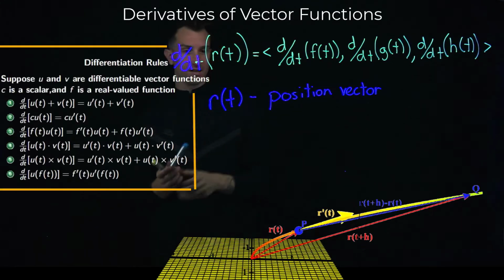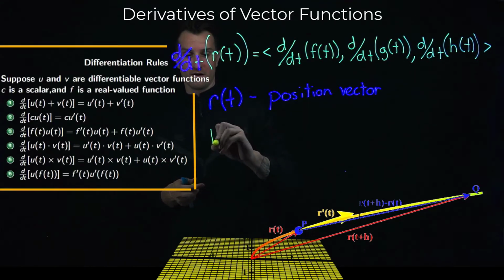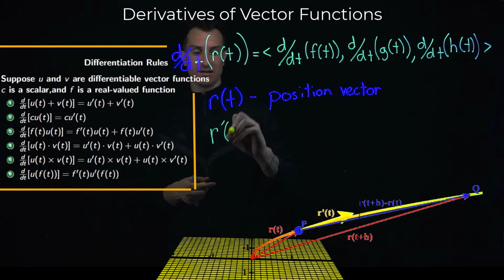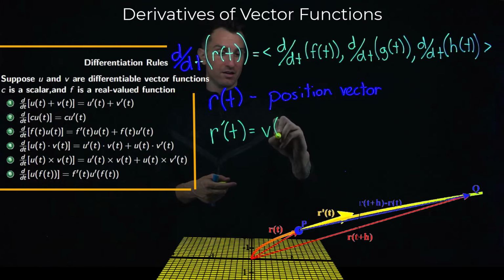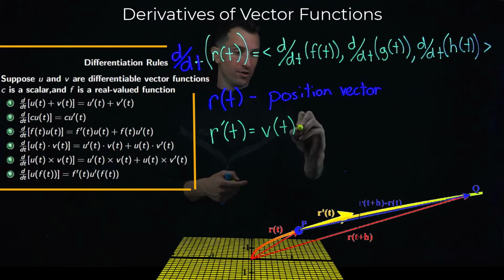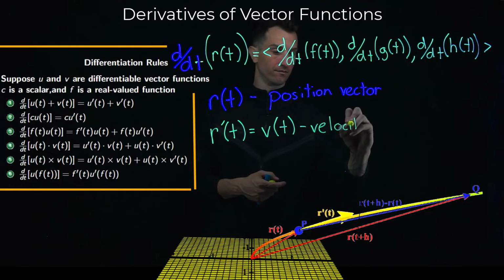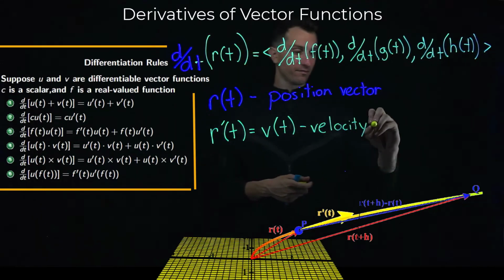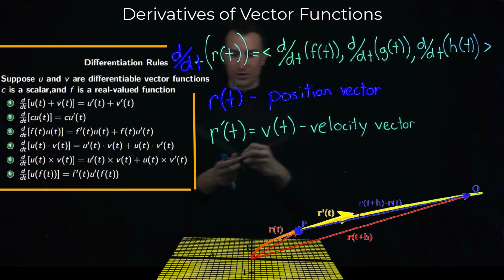Anybody? What is the derivative? So the derivative here, r prime of t, which is equal to v of t. What does v stand for? The velocity vector. And we have one more, if we're taking the second derivative.